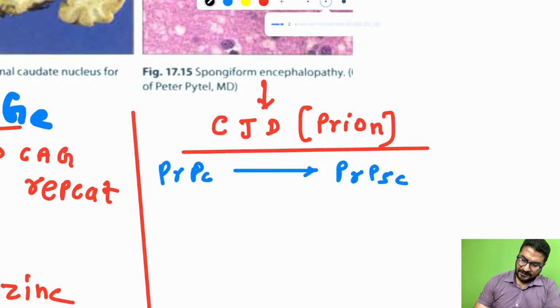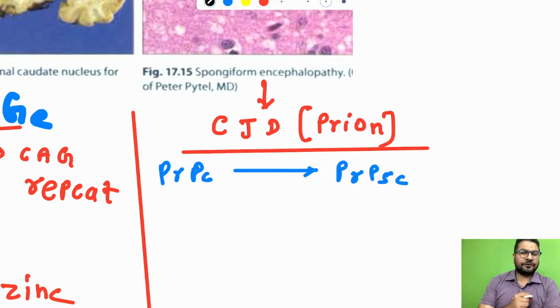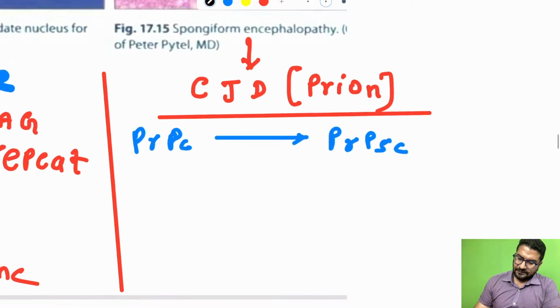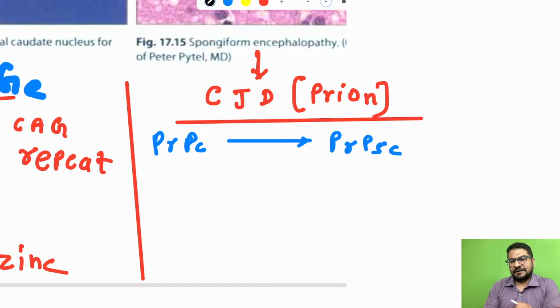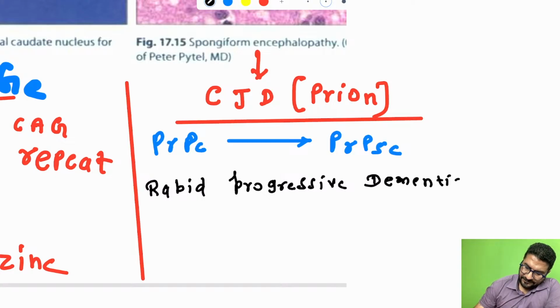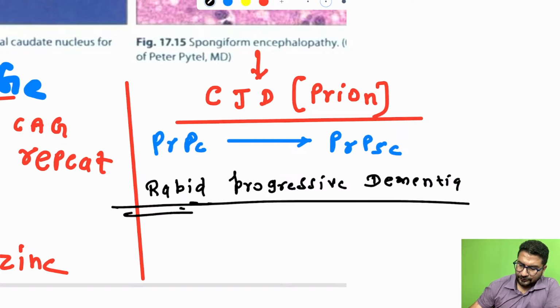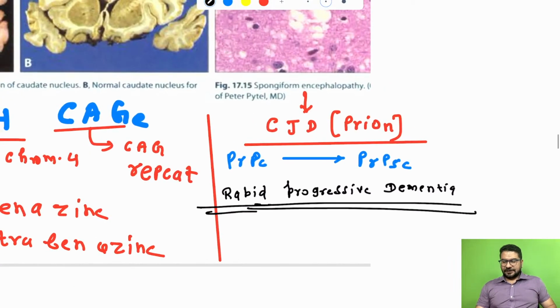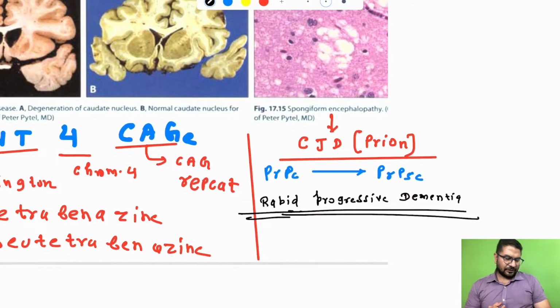Now understand, in Creutzfeldt-Jakob disease, within 6 months there will be loss of all memory. The patient's entire memory will disappear in 6 months and death will occur in 1 year. So they ask you about rapid progressive dementia. Rapid progressive dementia you will see in Creutzfeldt-Jakob disease.